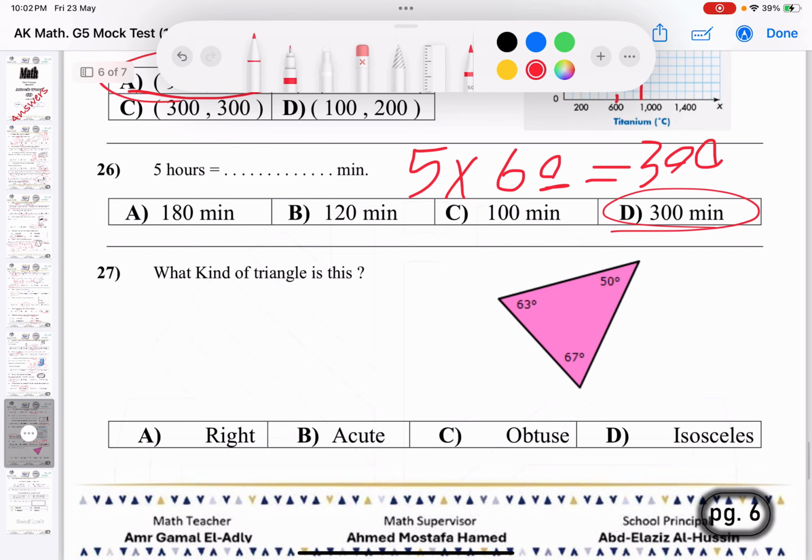Now, what kind of triangle is this one? If you want to know the type of a triangle, look at the biggest angle. What is the biggest angle? We have here the angles 50, 63, and 67. The biggest one is 67. And if the angle is less than 90, like 67, it will be an acute triangle. So we have here the acute triangle. And if the biggest angle in the triangle is 90, it will be right. And if the biggest angle in a triangle is more than 90, it will be obtuse, okay?